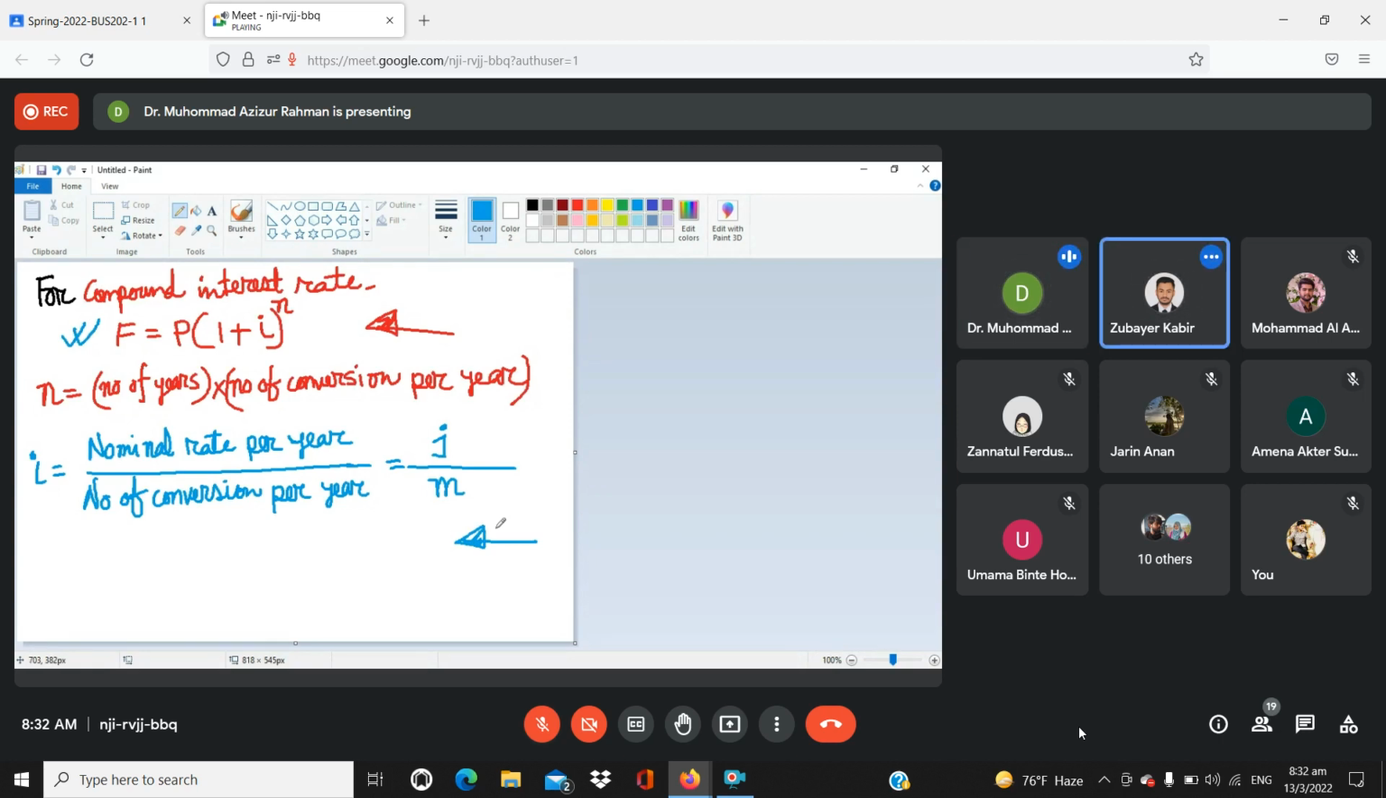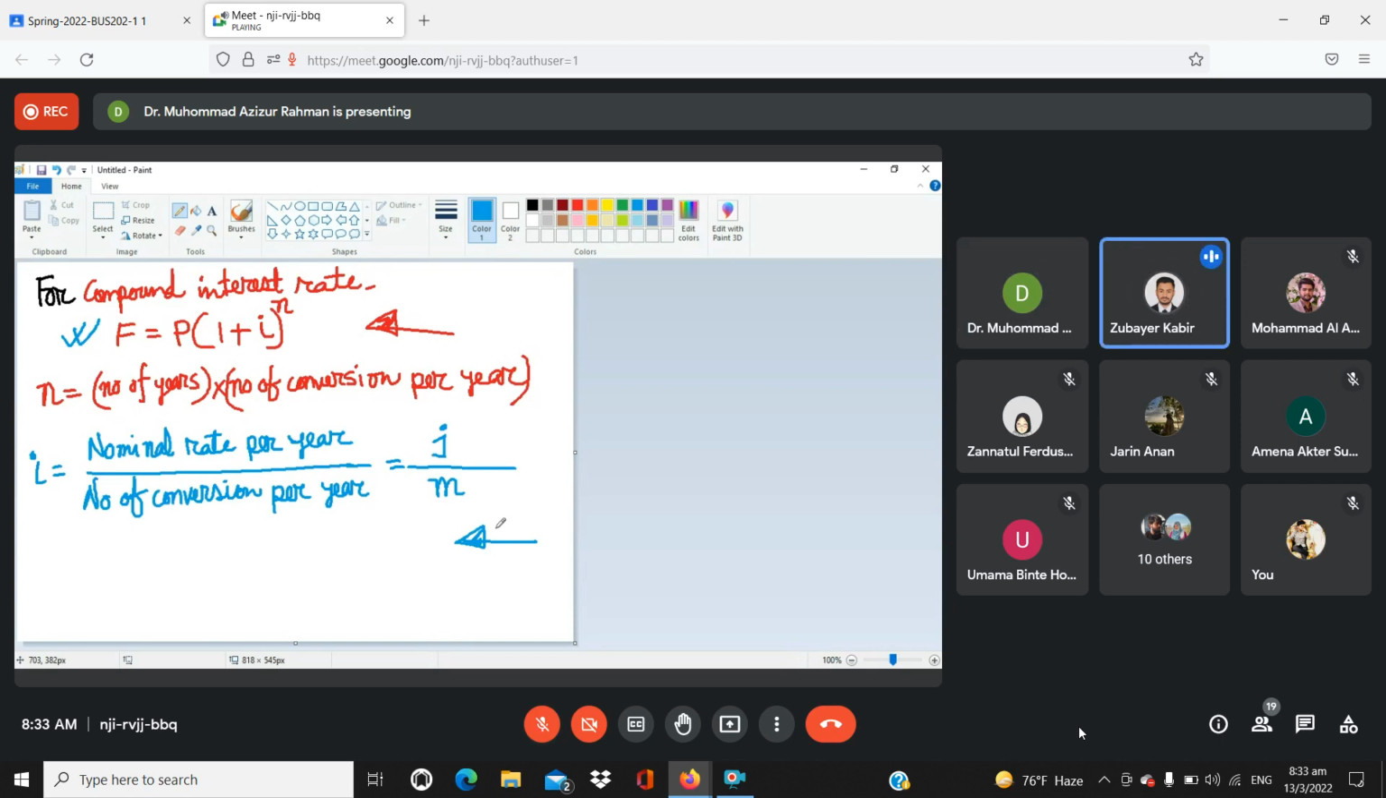Number of conversions per year: how many times you are converting? If you convert 2 times, then 2. If you convert 3 times, then 3. If you convert 4 times, then 4 per year. Nominal rate is the usual rate, which may be 10%. So this is our nominal rate, 10%. If you say 20% rate, that is our nominal rate.